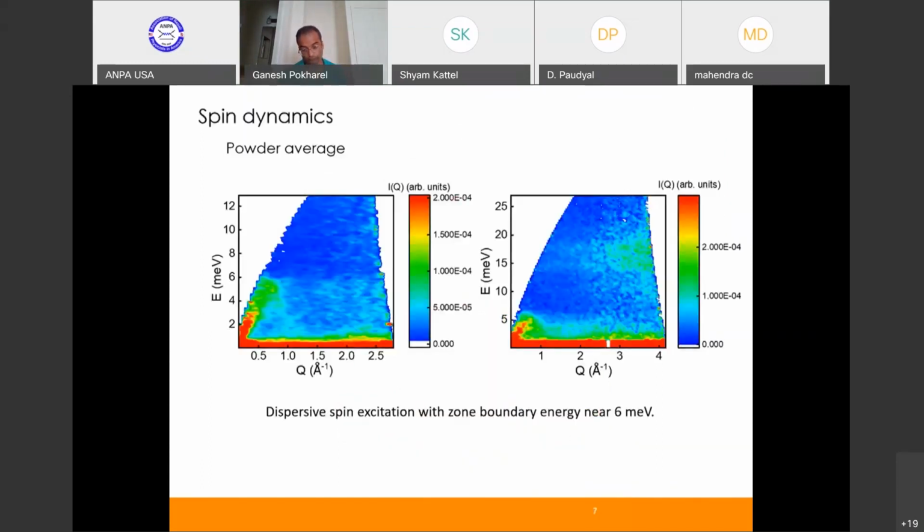Before showing you the single crystal data, let me show you the powder average spin excitation spectrum, which I measured at CNCS, SNS, Oak Ridge National Laboratory. From the powder average data, we can see that the spin excitation spectrum has a zone boundary energy around 6 meV. The zone center looks close to Q equal to 0, but because of the resolution limitation of the instrument, we are not able to look into the dynamics at Q equal to 0.